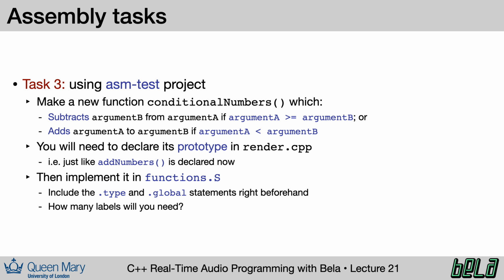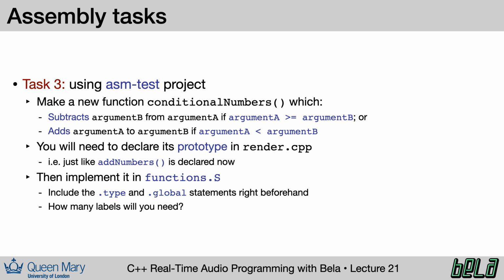In the ASM test project, I want you to make a new function called conditional numbers. And here you can see the specification of what it should do. It'll subtract argument b from argument a if a is greater than or equal to b. Otherwise, it'll add a and b if a is less than b. As before, you need to declare the prototype of this function inside render.cpp. It'll be exactly like add numbers is declared right now, and you'll need to implement the function inside of functions.s as you did before. That means that you need a new .type and .global statement.